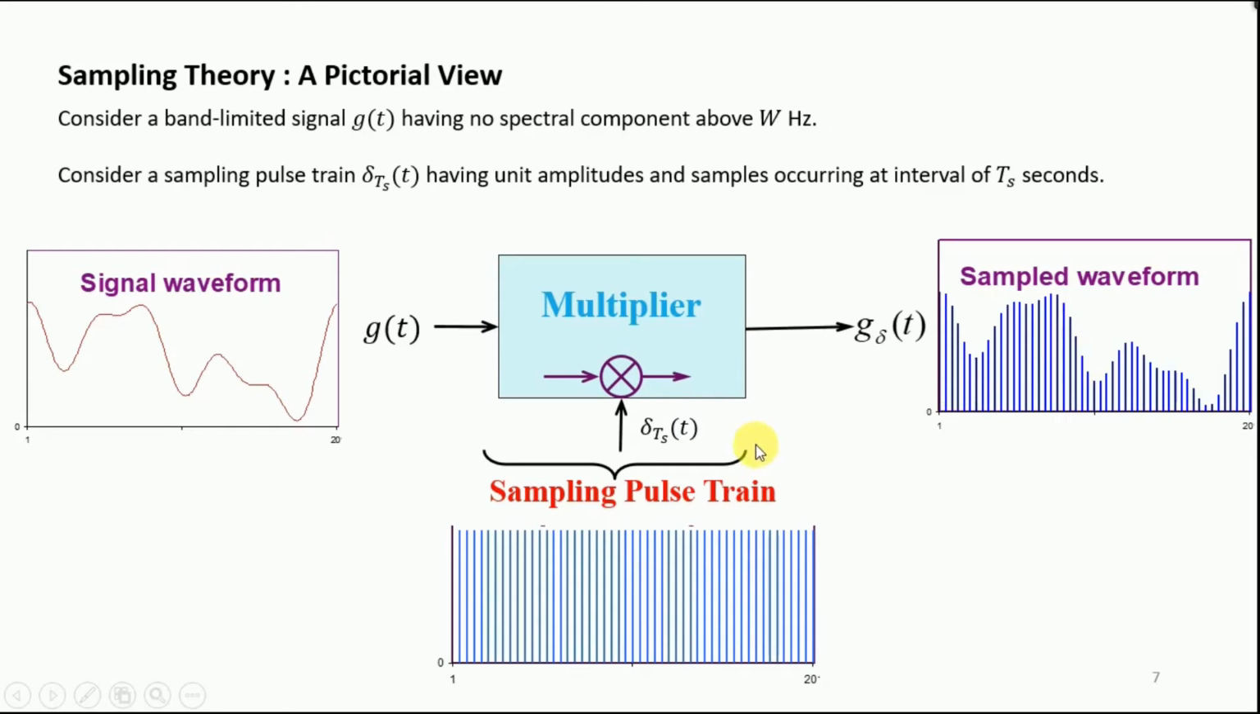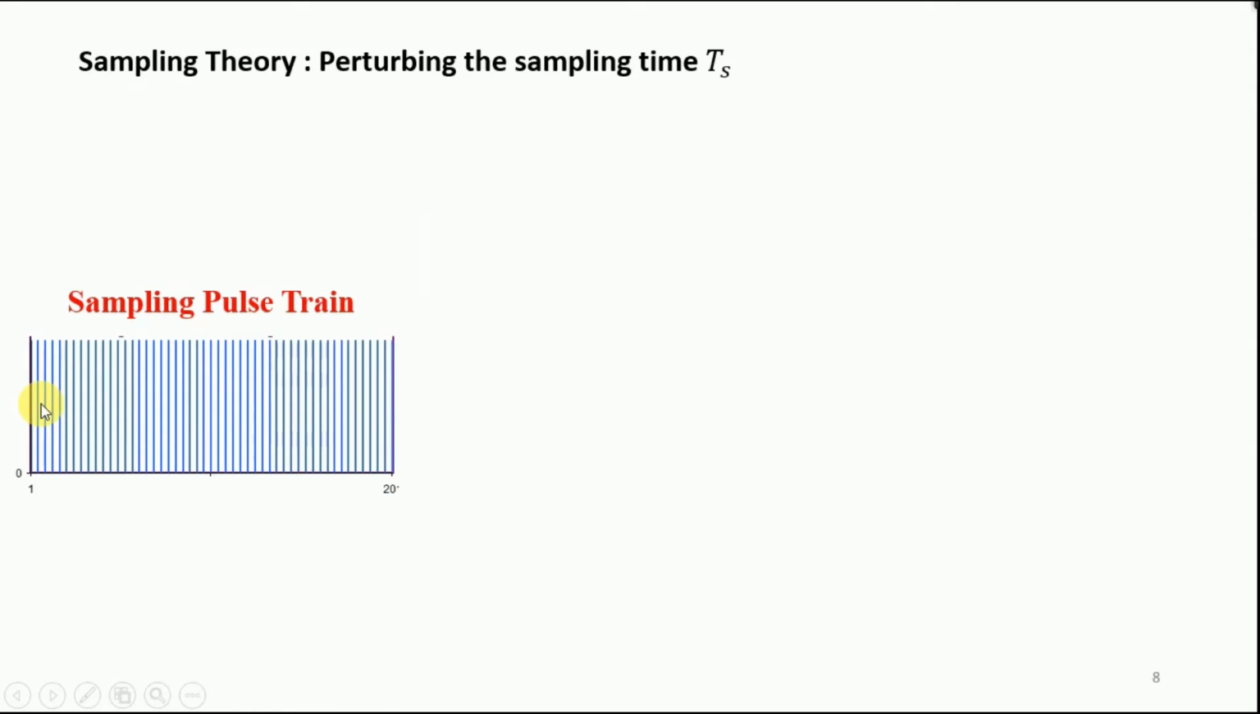So the Nyquist criteria says that the time period Ts should be less than or equal to 1 over 2W, right? W is the bandwidth of our message signal, or the signal waveform g of t. So what will happen if you change the sampling period Ts?